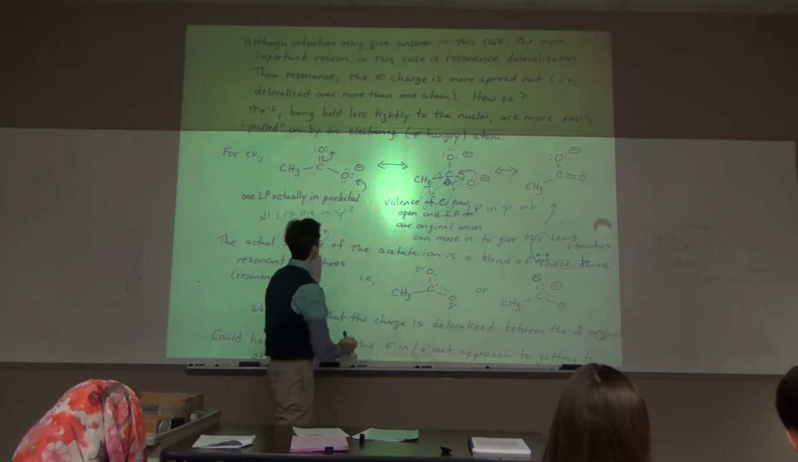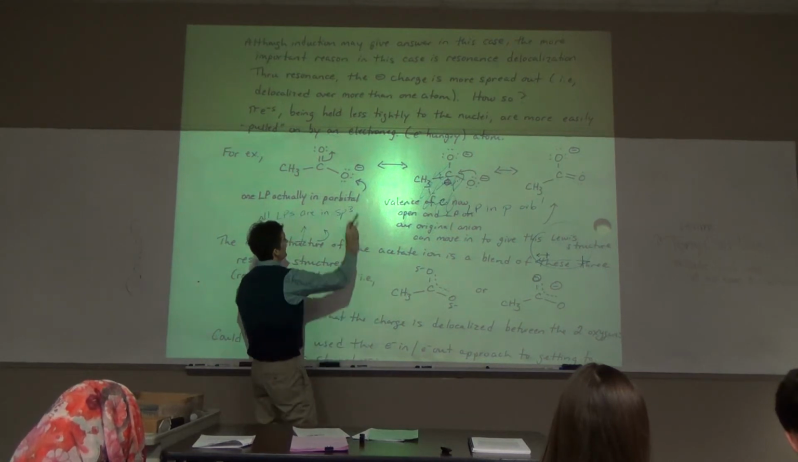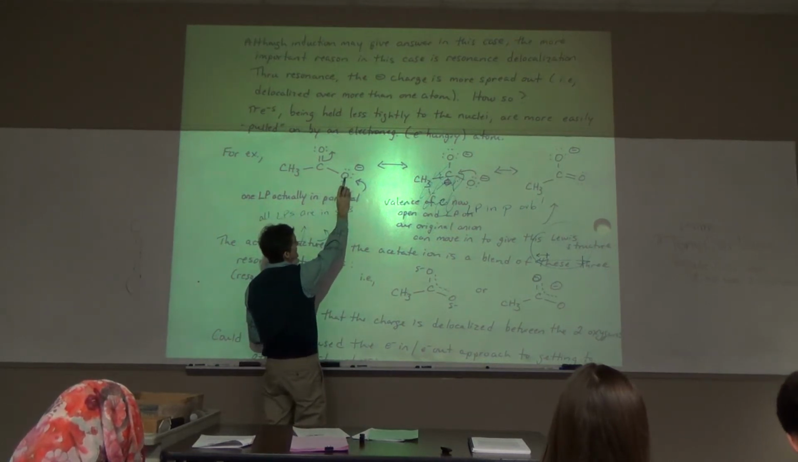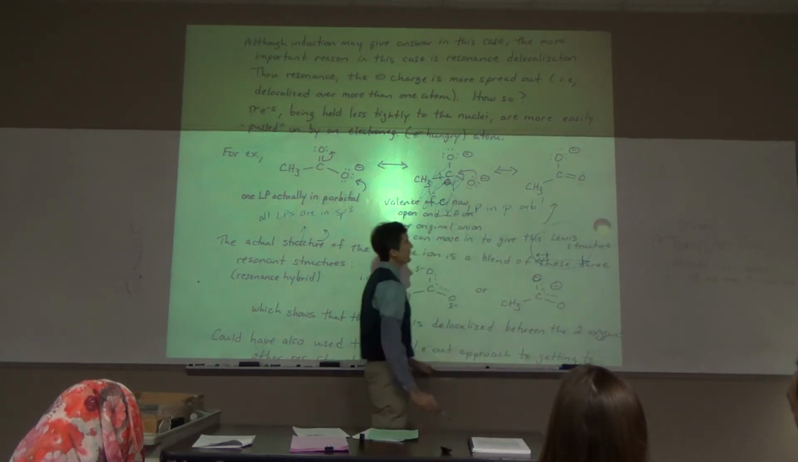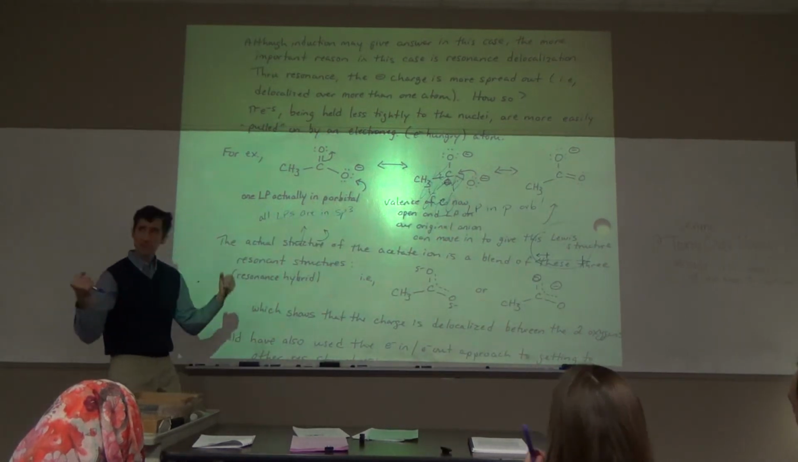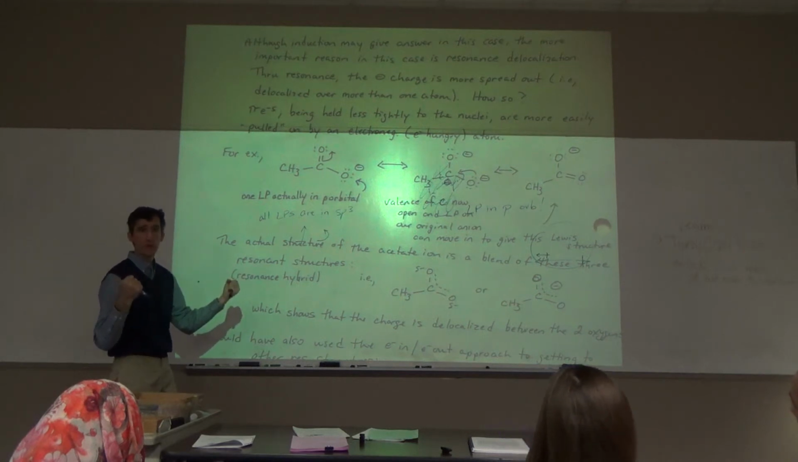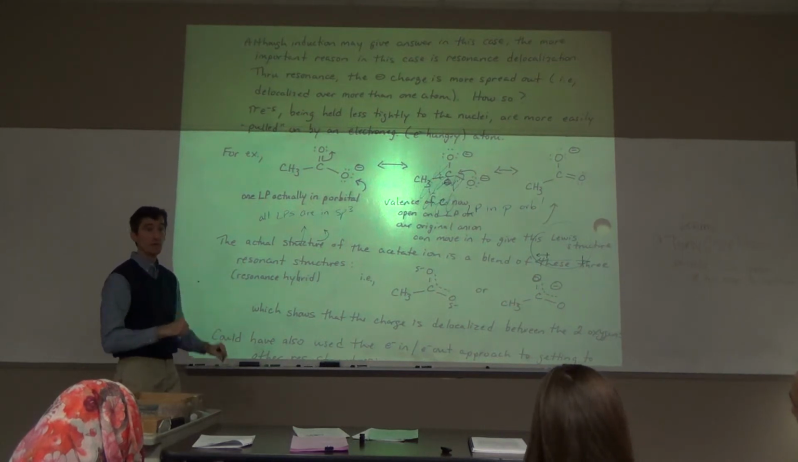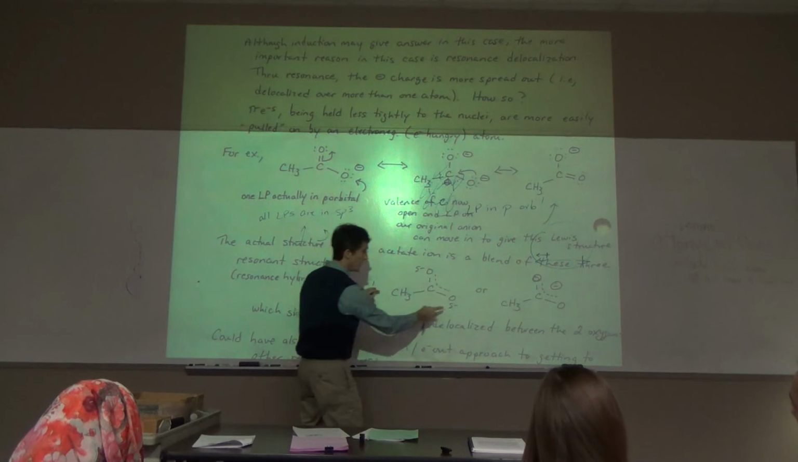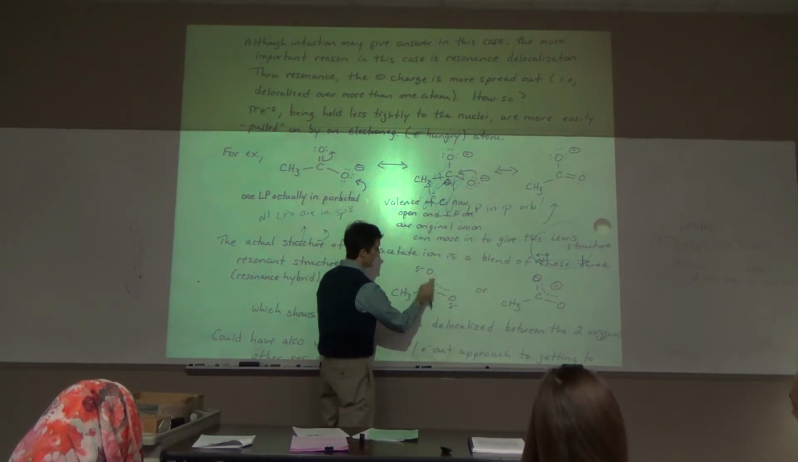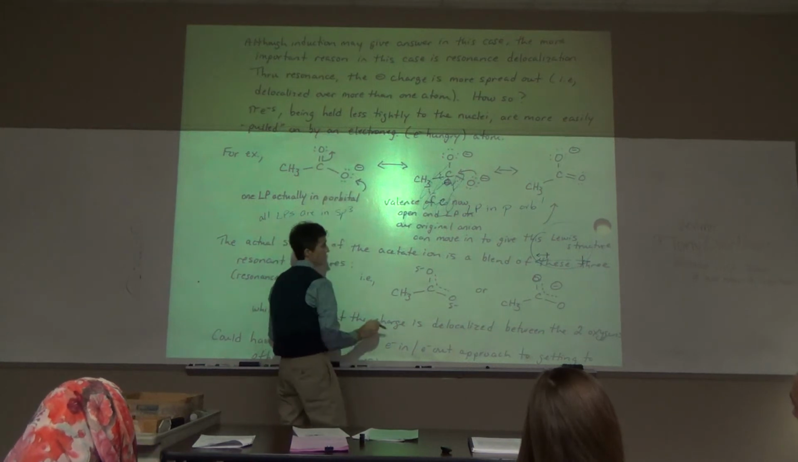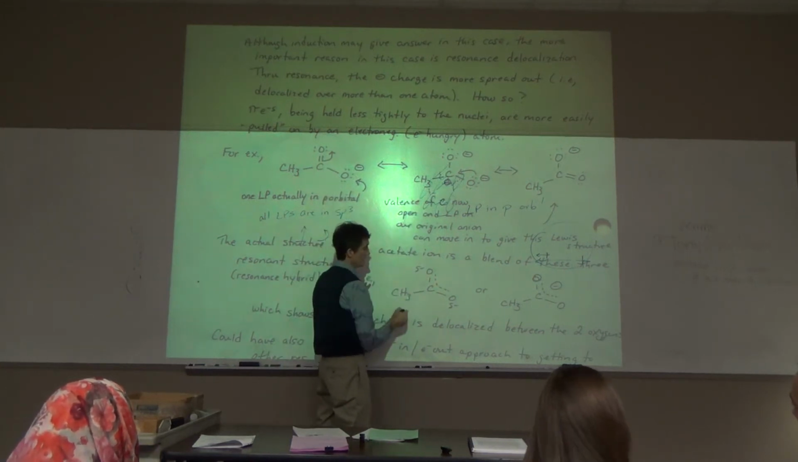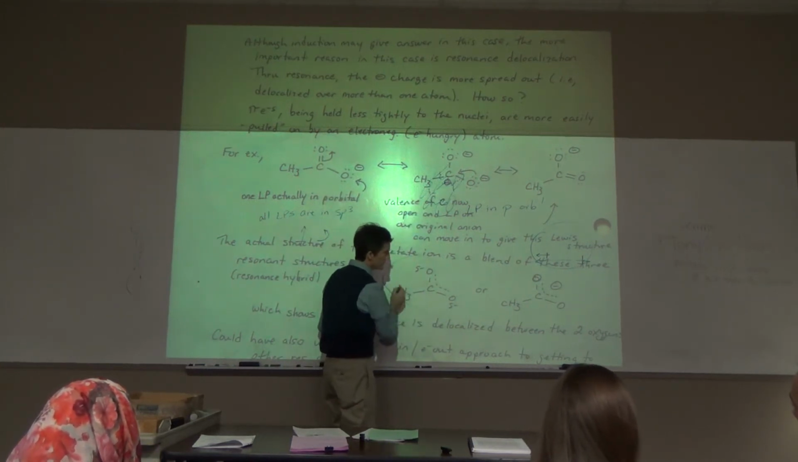What about charge? This option is negative, negative, but neutral. What's the average of negative and neutral? Somewhere in between the two. That would be partial negative. And the other option is also partial negative, because negative, negative, and neutral. It's an average of all of that. And this is the true structure.